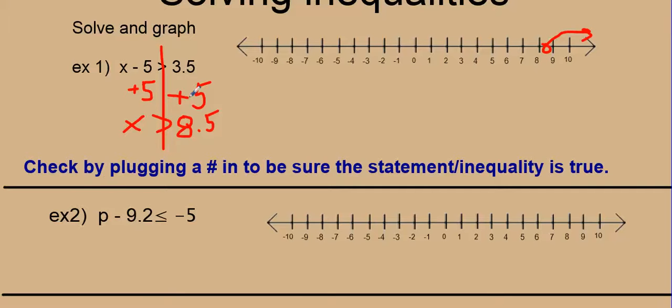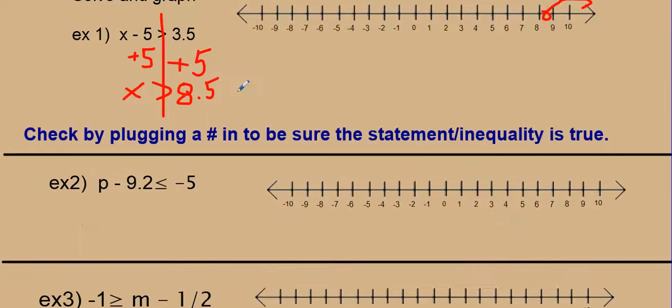It says here to check by plugging a number in to make sure that your actual answer is correct. So if I pick a number such as 10, 10 is bigger than 8.5. If I do 10 minus 5, that's 5. 5 is larger than 3.5. Just to do a quick check to make sure what you did was actually correct mathematics.